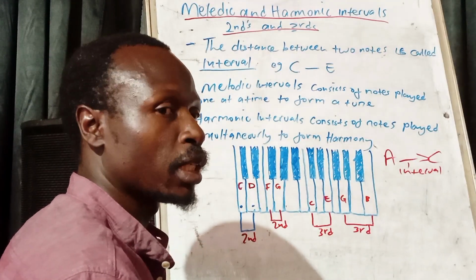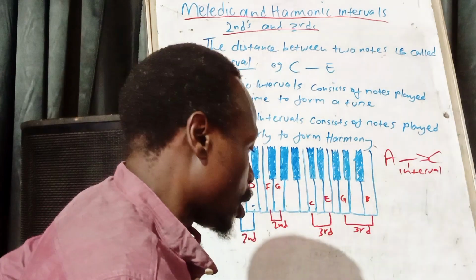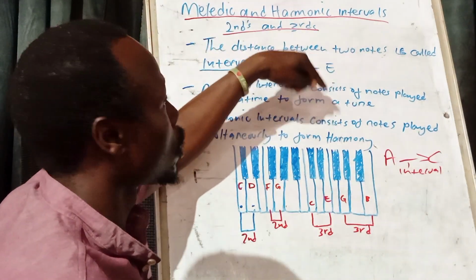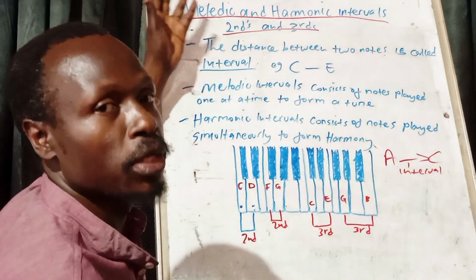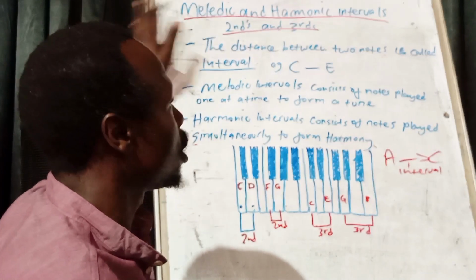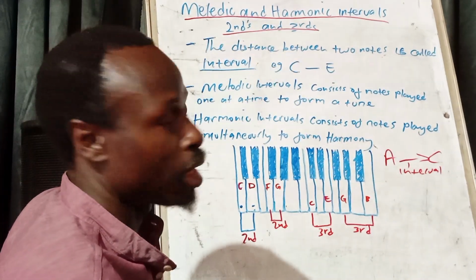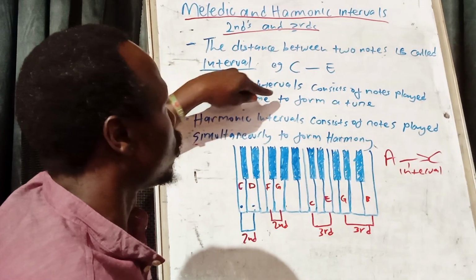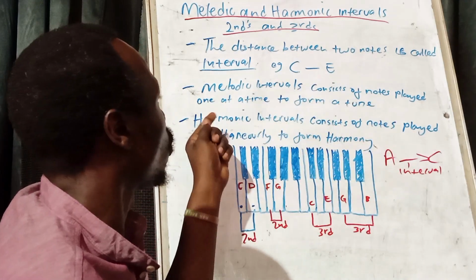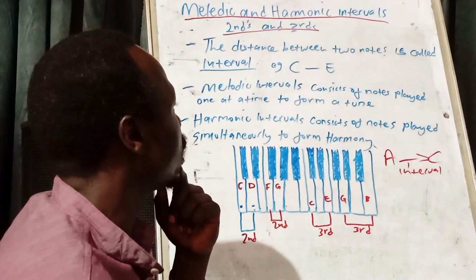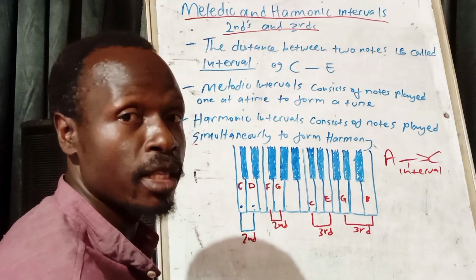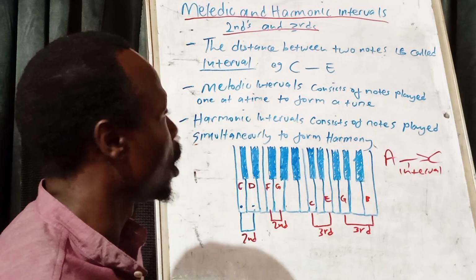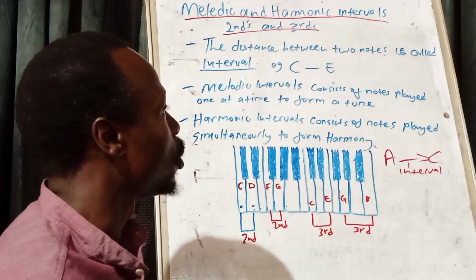It's important you know this as a musician, as a keyboard player who's learning, as a singer. I've said the distance between two notes is called an interval. From C to E, that is an interval of a third. Melodic intervals consist of notes played one at a time. Harmonic intervals consist of notes played simultaneously to form harmony.